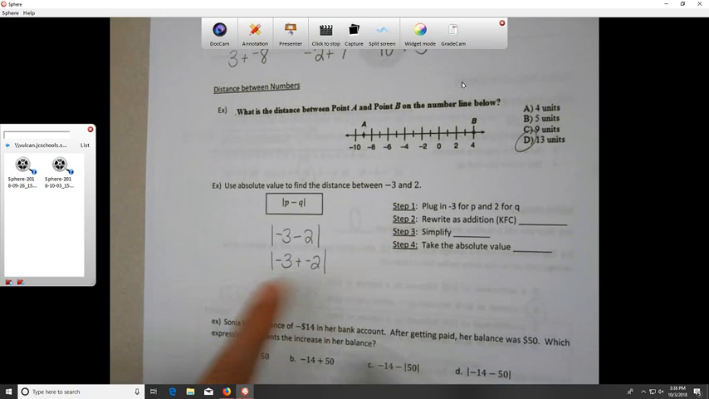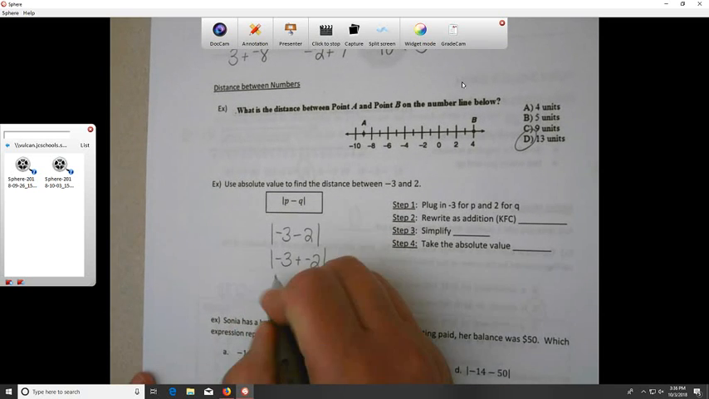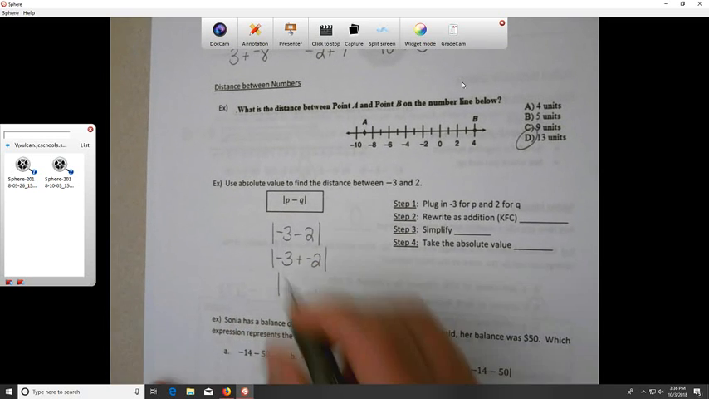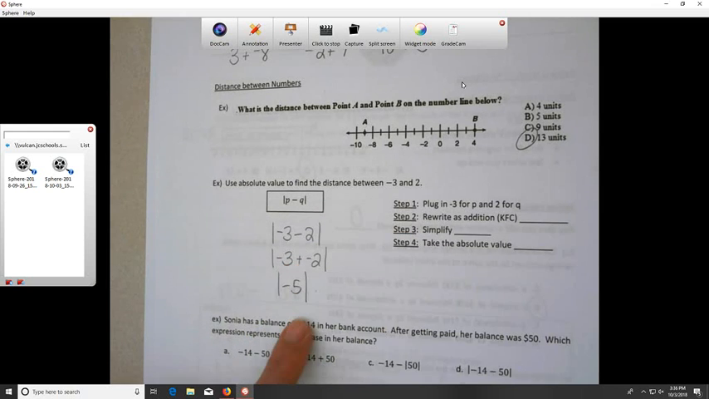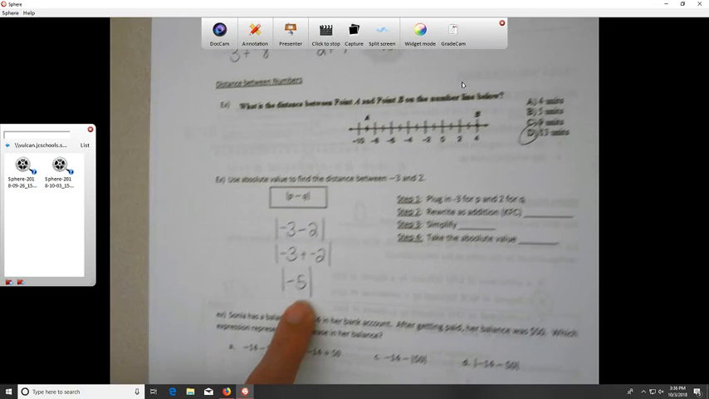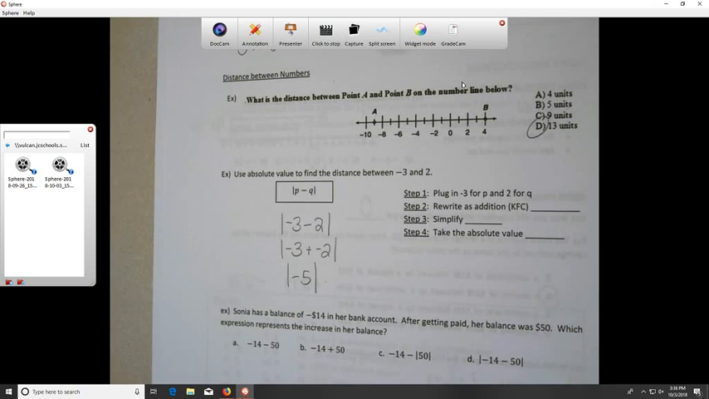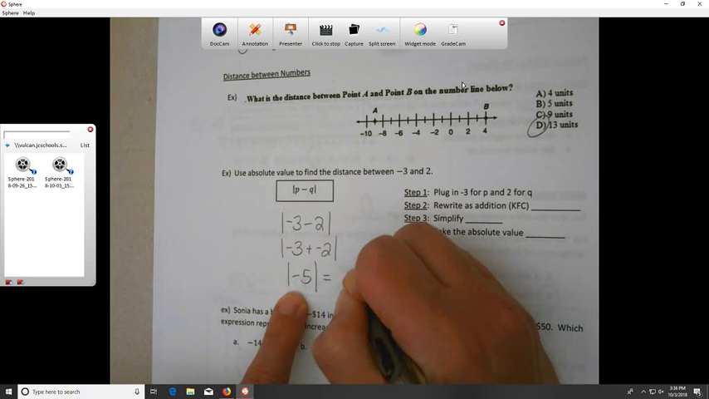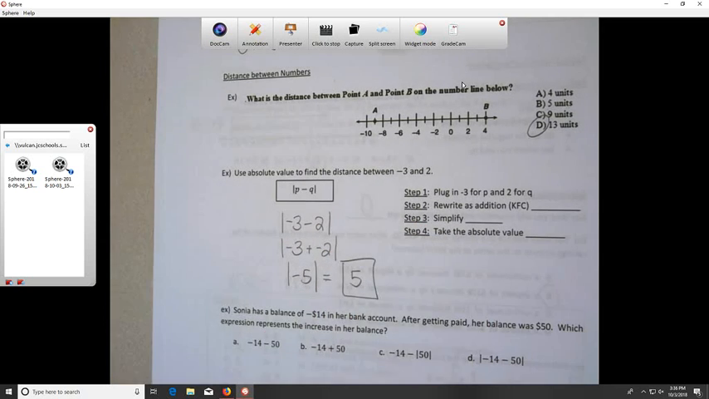Step 3 is to simplify, so that just means add these together. Okay, negative 3 plus negative 2 is negative 5, so now I have the absolute value of negative 5. And then my last step will be to actually take the absolute value. Absolute value is the distance a number is from 0. So basically, I'm just going to turn this positive. It's 5 units away from 0, so my answer there is 5.